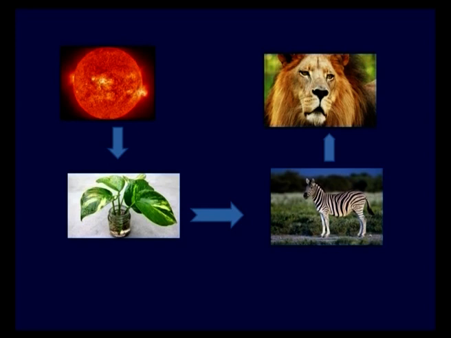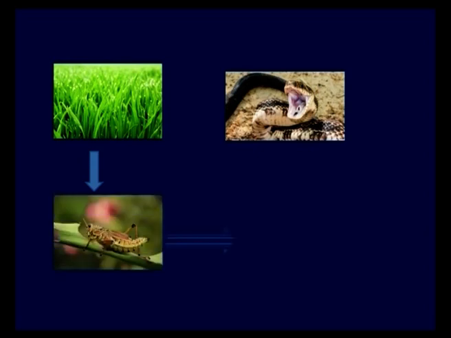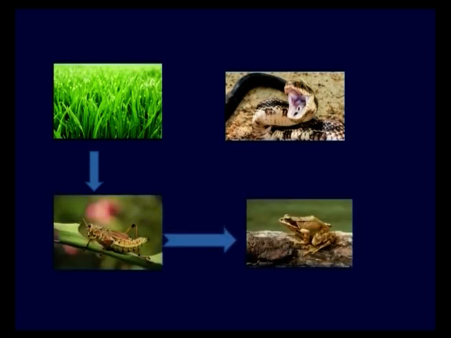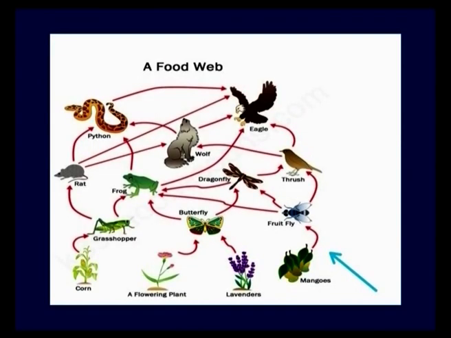Sunlight is converted into chemical energy and the mass of the plant is increased, which is taken by another herbivore. You can take any example, in the place of a zebra, and now that is eaten by a lion. And next if you see here, the grass is eaten by a grasshopper, again it is eaten by a frog, and that is eaten by a snake. Like this in an ecosystem, if you combine all these food chains, we can see a food web.